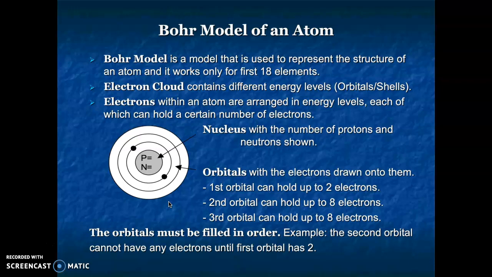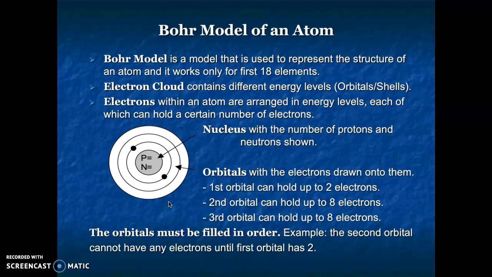I'm going to be using the word energy level, the word orbital, and maybe some other things that, if you really look at the definition, are not quite the same, but I'm going to be using them interchangeably. So if you hear me talking about energy levels or orbitals, that's basically the same thing. The electron cloud is going to have our different orbitals, our different shells, our different energy levels, and then the electrons are arranged in a certain way in these energy levels. And each of the energy levels or orbitals can have a certain number of electrons. And then the last thing that you have to show in the Bohr model is the nucleus.